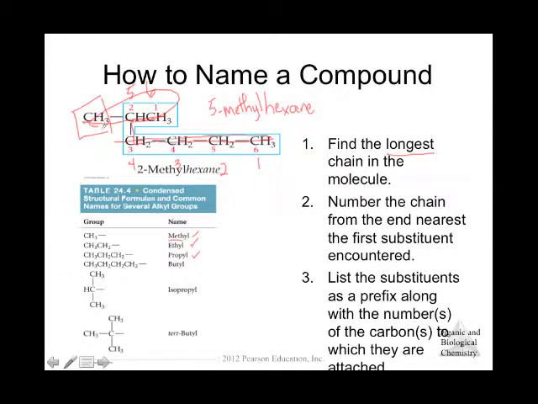But that's not correct. I don't want to name this 5-methyl hexane. I want to give that substituent the lowest number, so I am going to start numbering from the opposite end. So the correct name for this compound is 2-methyl hexane, because that gives me the longest continuous chain of 6 carbons, ane because it's an alkane, methyl because there's a 1-carbon substituent on the 2nd carbon of that chain.